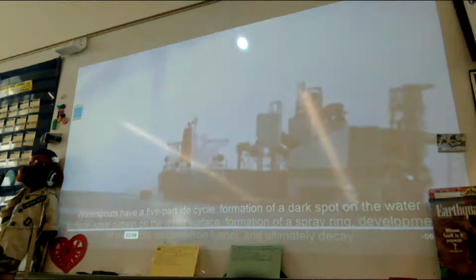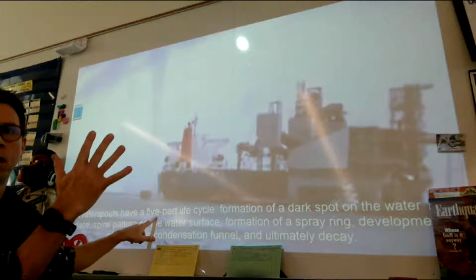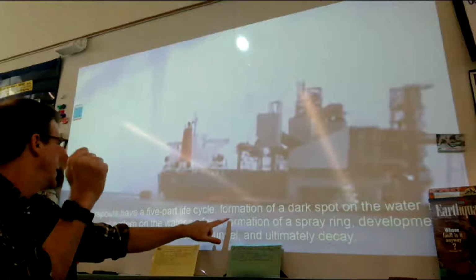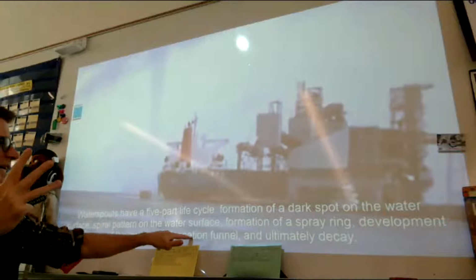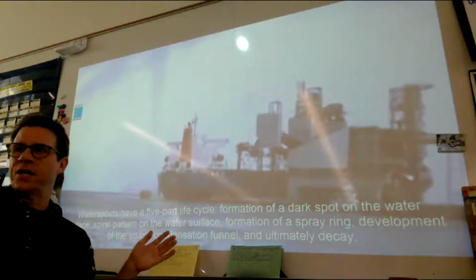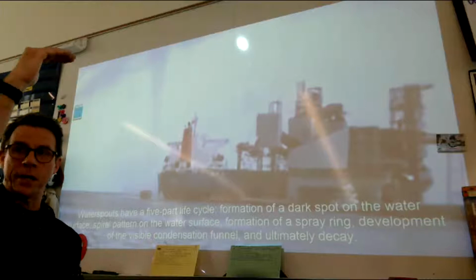So remember, whenever you're presenting info, and this video is a presentation, waterspouts have a five-part life cycle. Formation of a dark spot on the water surface, spiral pattern on the water surface, formation of a spray ring, development of the visible condensation funnel, and ultimately decay. Now, I can already tell this video was not written for fourth graders because the vocabulary that they're using is not 9 and 10 year old friendly, unless your vocabulary is up here, which it might be.